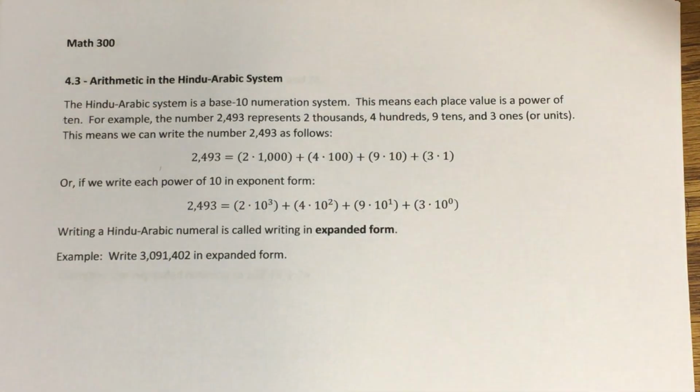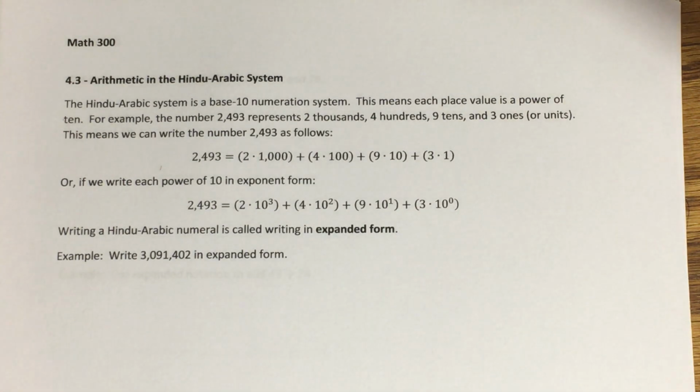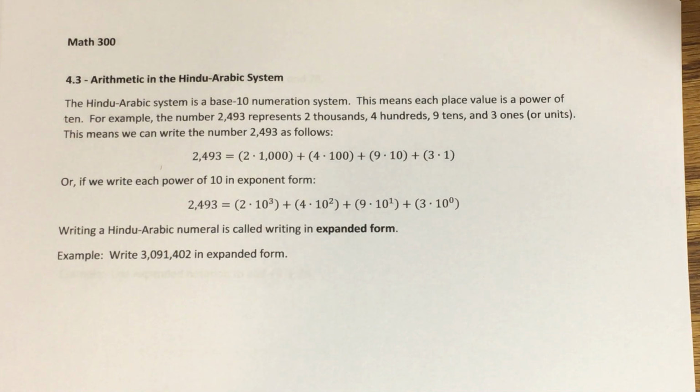All right, so we're in 4.3 now, and in the previous two sections of Chapter 4, we've been exploring historic numeration systems. We've looked at Egyptian, ancient Roman, Mayan, and what was the other one? I'm blanking on the other one all of a sudden. Babylonian, that's what it was. Yeah, so four historic numeration systems.